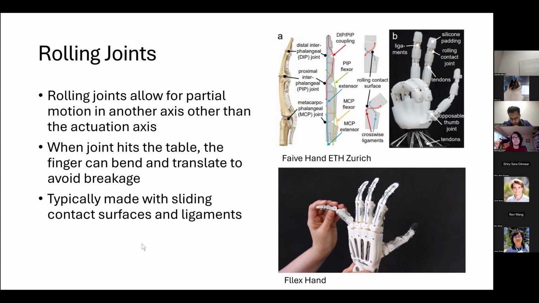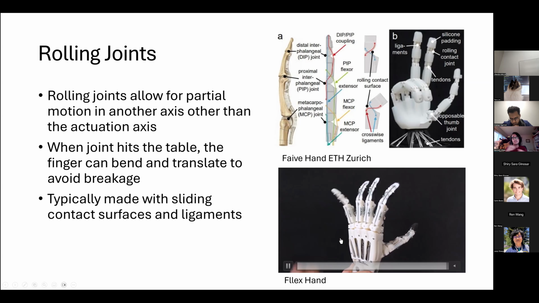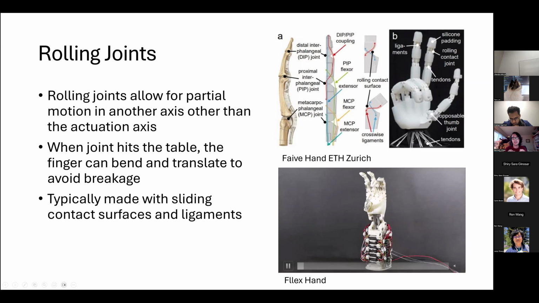And the fave hand does this. If you see in a flex hand in the bottom right, see how they're moving it around, and those joints are still compliant and they're moving around and not breaking. And these sliding contact surfaces, they're very hard to design and they often have a lot of friction. But the good news is that they're very compliant for a lot of contact, which hands often experience.